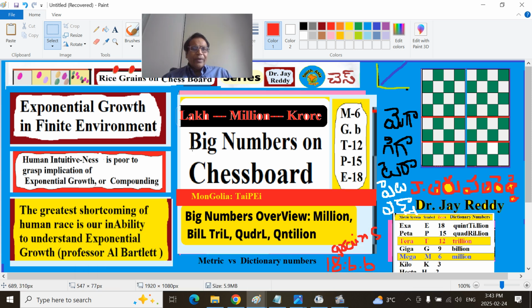So the lakhs, millions and crores, by the time you come here, the entire chessboard has 18 followed by 18 zeros. But this particular 64th square itself will have 9 followed by 18 zeros grains.